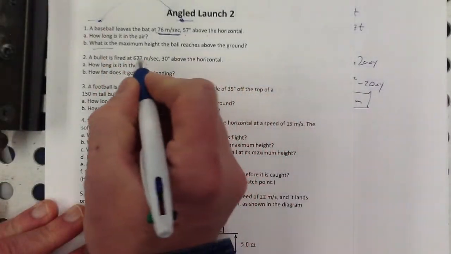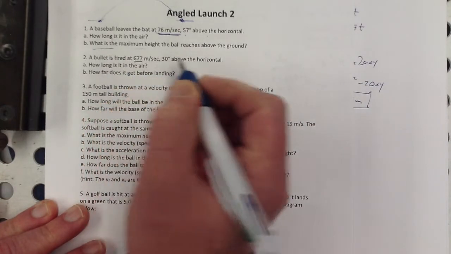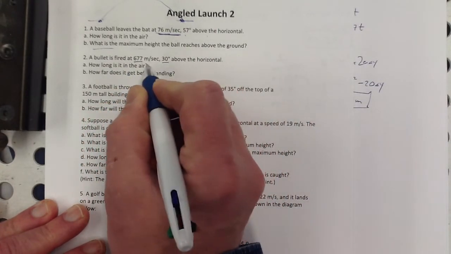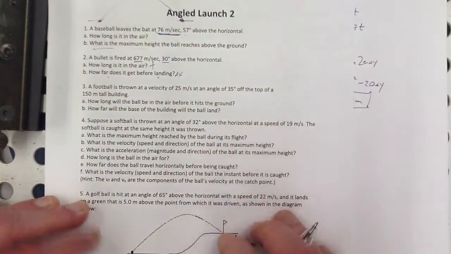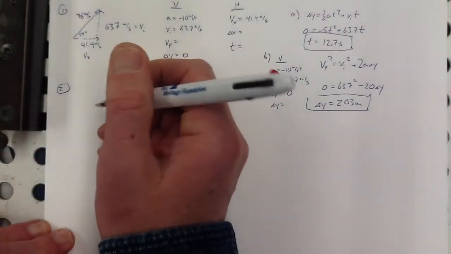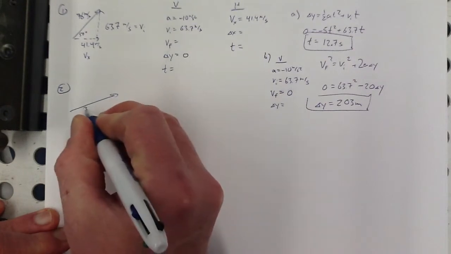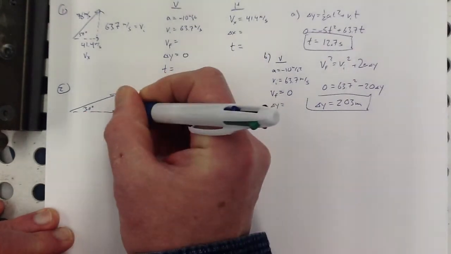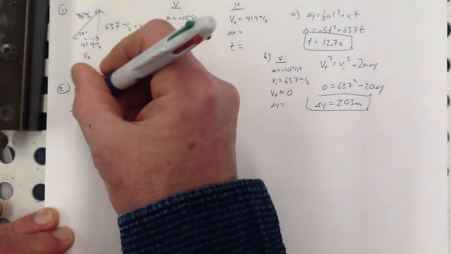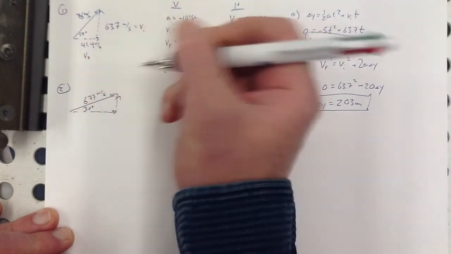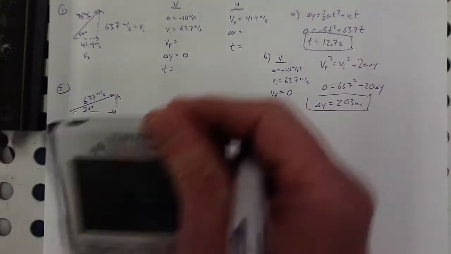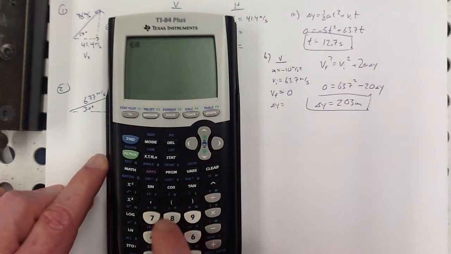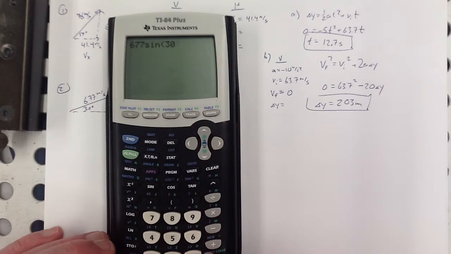Bullet fired at 677 meters per second, 30 degrees above horizontal. How long is it in the air, how far does it get before landing? So that's my time, and this is my delta x. All right, 30 degrees, something like that. And this is 677 meters per second. That's fast, but it is a bullet coming out of a gun, so there you go. I'm going to go ahead and break that up into 677 sine 30 and 677 cosine 30.